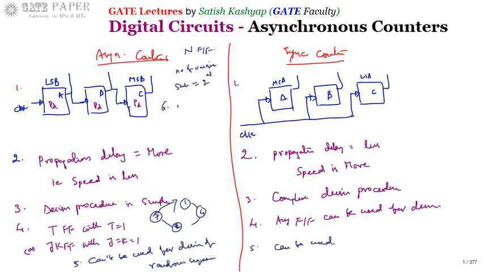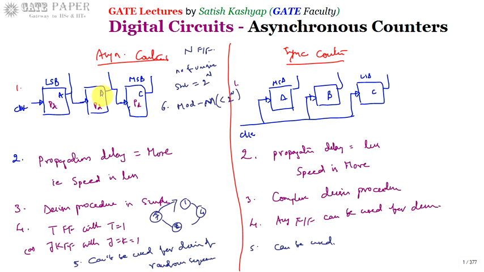So we will go for the mod m counter. Don't confuse this n and that n. Mod m counter, where m is always less than 2 power n. It may be that m is equal to 2 power n. Then there is no design required. Directly if you are connecting in this way, then it can act as a mod 8 counter.